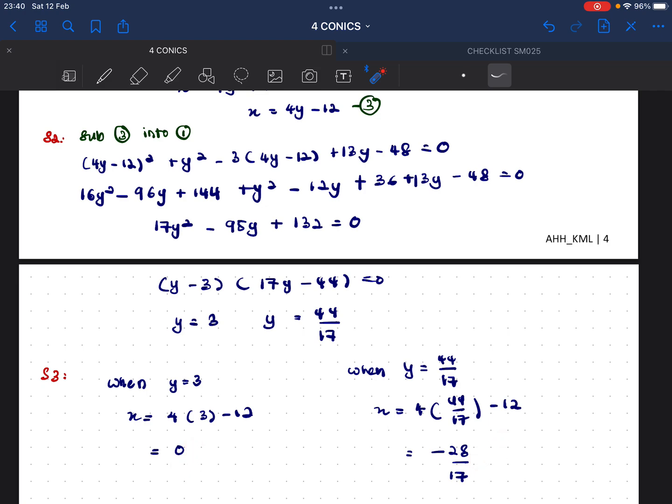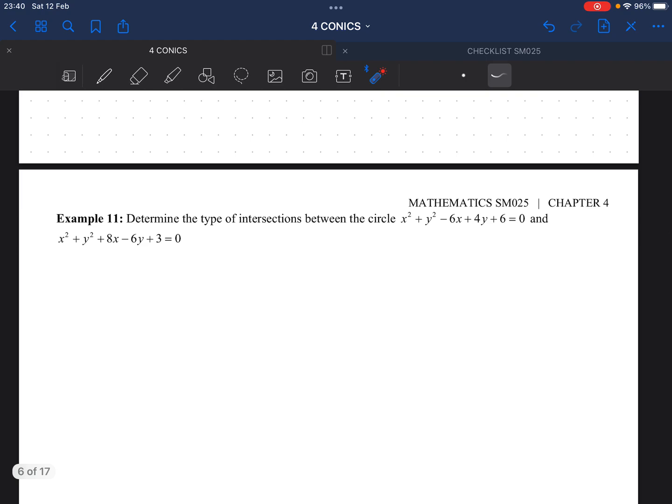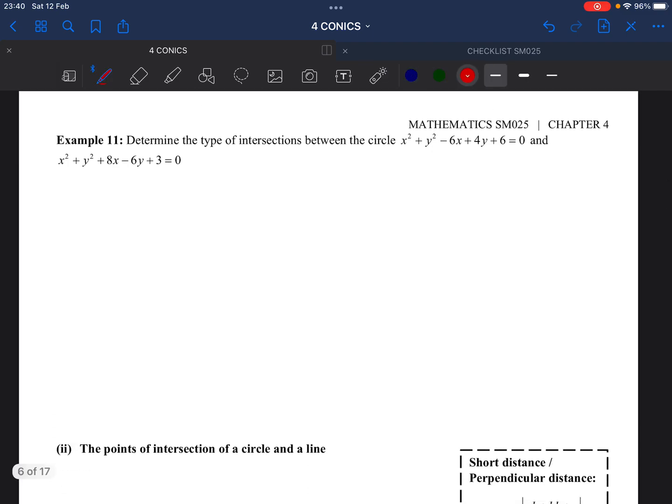Okay, right. So let's see the next example. Example 11. The question asks to determine the type of intersection between the two circles here. So now we are going to use the discriminant part. The first step here is simultaneous between the two circles, so we are going to do elimination, equation 1 minus equation 2. Let's put this as equation 1, this as equation 2.